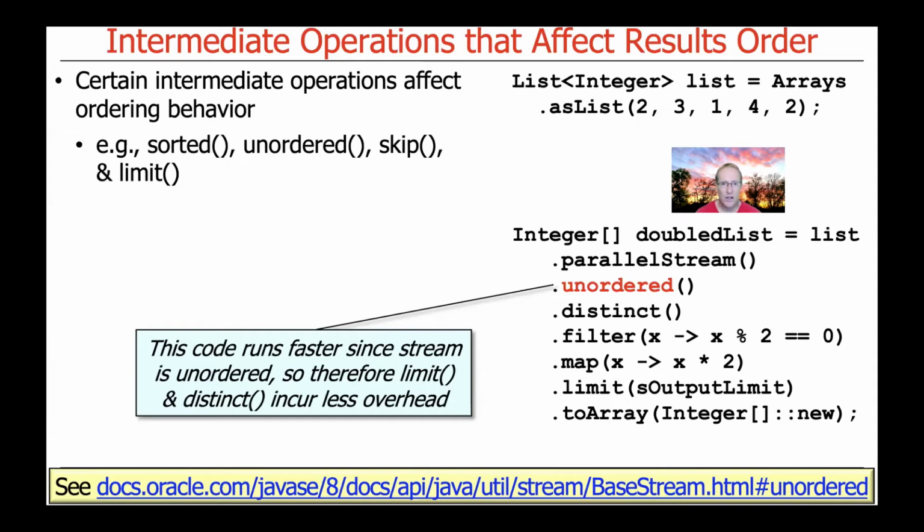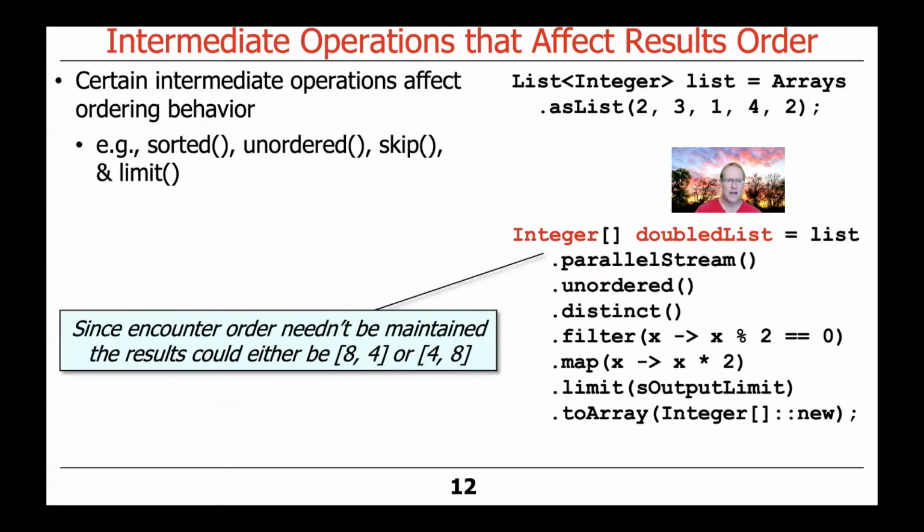And it's also going to be faster because it no longer has to preserve these ordering dependencies across the parallel computations. So chances are this code will be faster, but it won't be as deterministic in terms of the output order, which may not matter, of course. So as a result, you could get either 8 followed by 4 or 4 followed by 8.